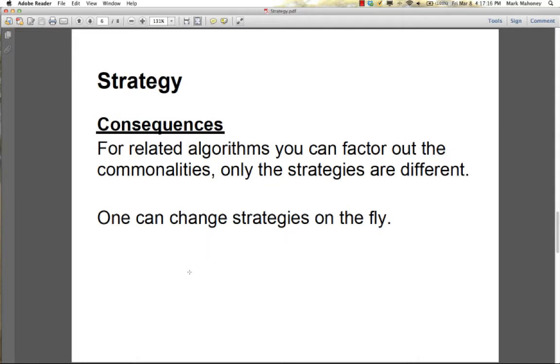Okay, what are the consequences of using this class? Well, for related algorithms, you can factor out the commonalities, and only the strategies are different. So think of the area under the curve. We were basically building these shapes and finding their areas and summing their areas, but whether we used a square or a triangle or a circle, that was what was different. And then one can actually change strategies on the fly as the program is running.